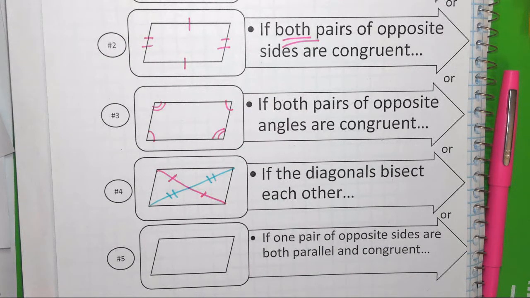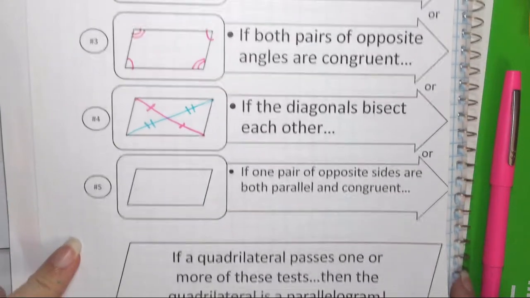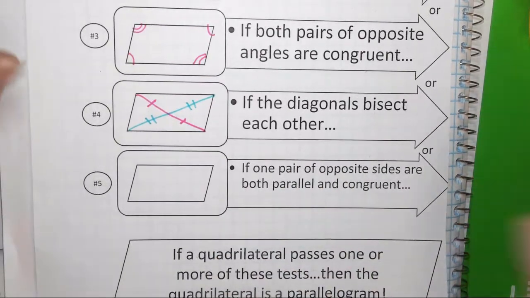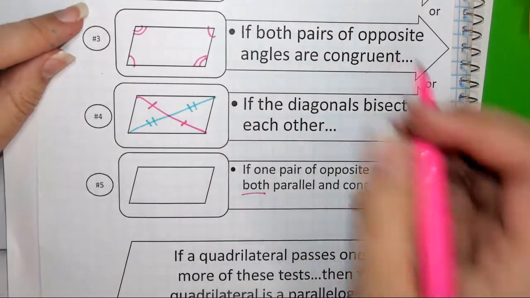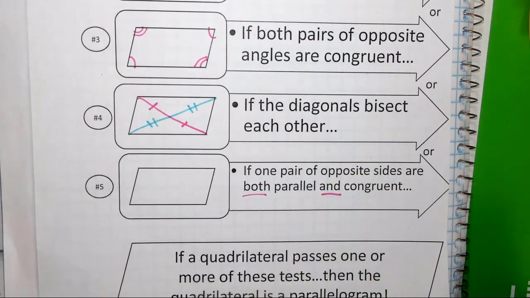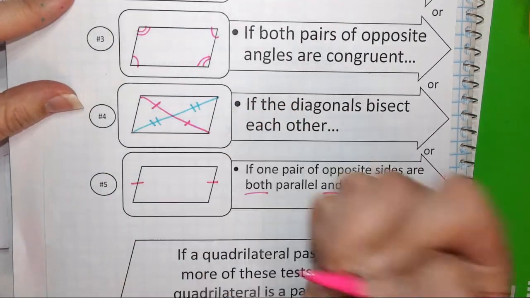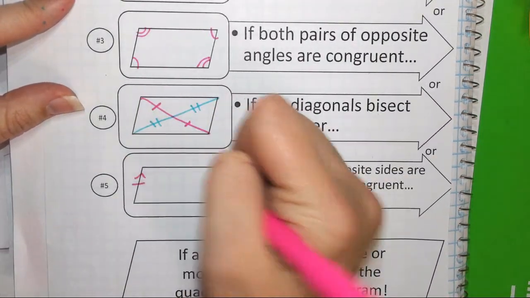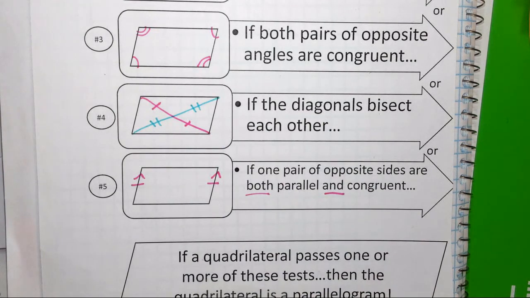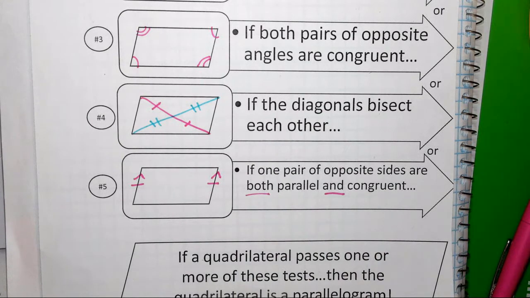We ready for number 5? Number 5 says, if one pair of opposite sides are both parallel and congruent. Both parallel and congruent. So it has to look like this and have an arrow. Nope, it just says one pair.